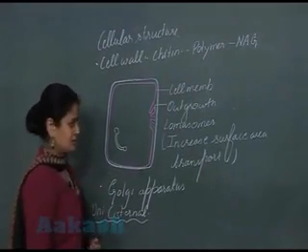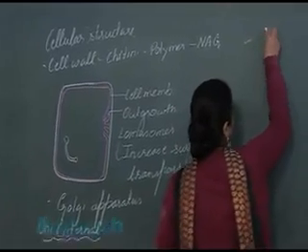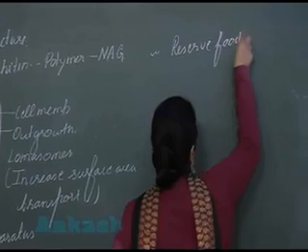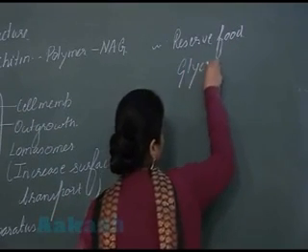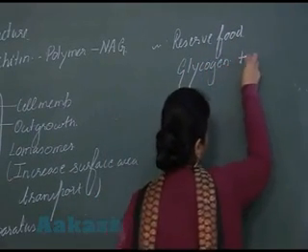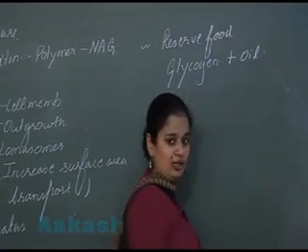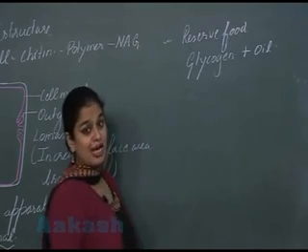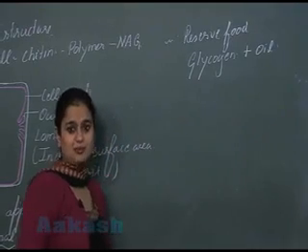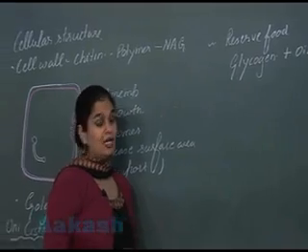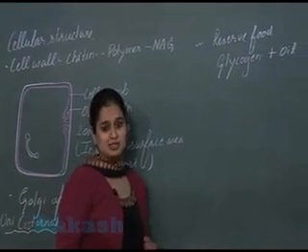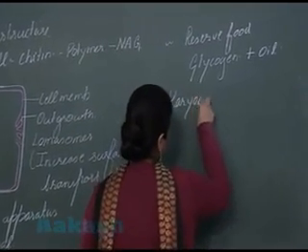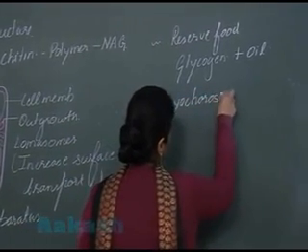Now after this, we can see reserve food. Reserve food which is present, that is glycogen and oil. Along with that, in the case of fungi, there is presence of special type of nuclear division. This nuclear division is known as karyokarosis.